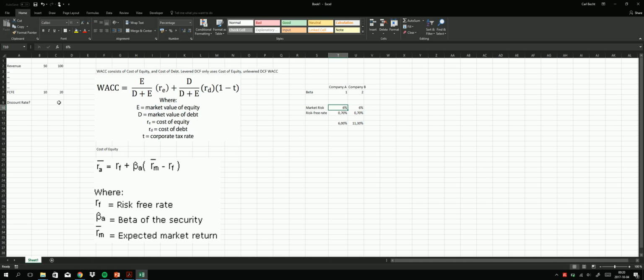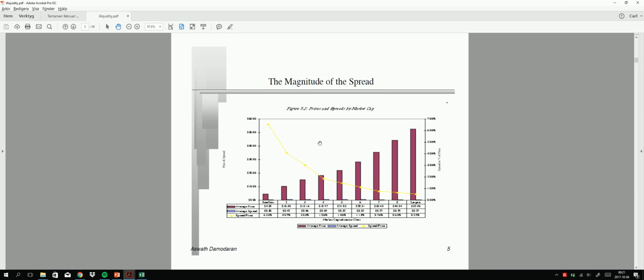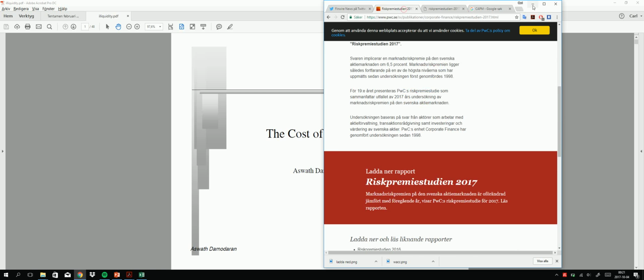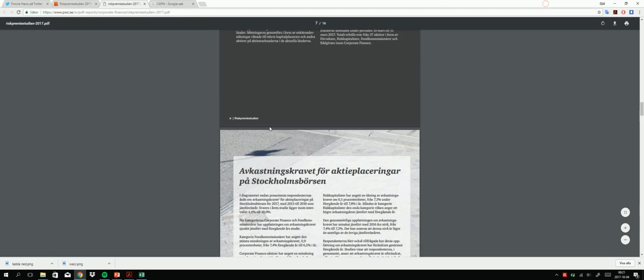So, is this the correct way to do it? How do you know what the market risk is? Stuff like that. Usually what I do, in Sweden, is look at many different materials. Asford Dammerdaren has some pretty good papers when it comes to illiquidity premiums, which I will get into in a moment. But first, you have something that is called the risk premium study.